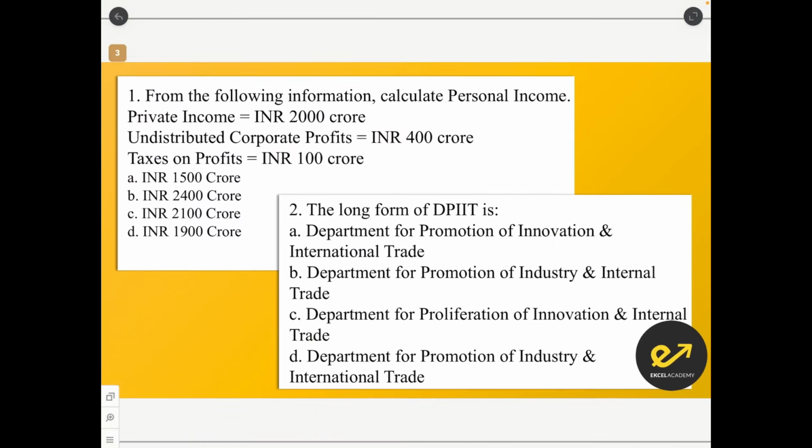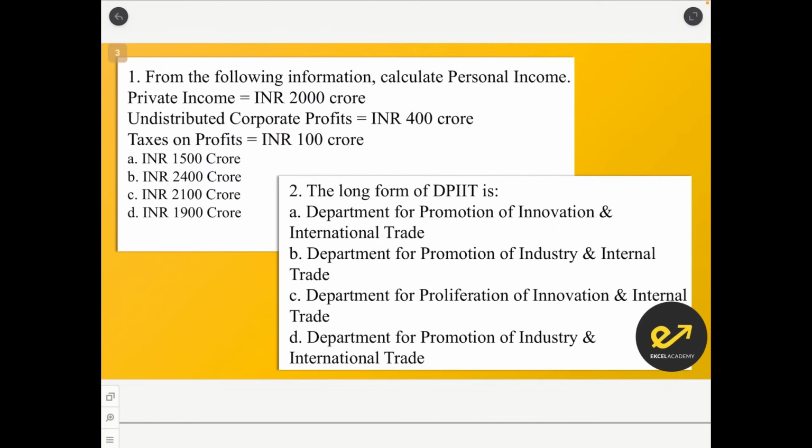Let's start with the first question. From the following information, calculate personal income. Private income is equal to 2000 crores. Undistributed corporate profits is 400 crores. And tax on profits is 100 crores.